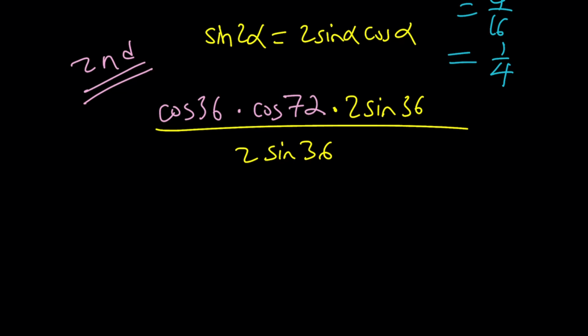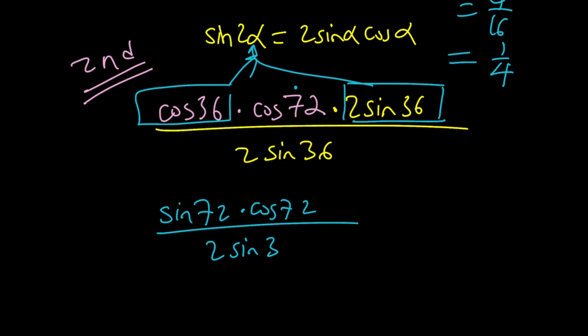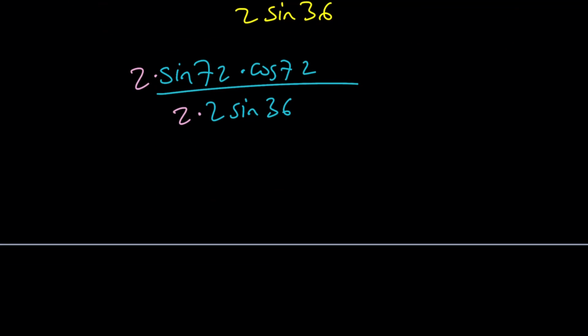And now notice that these two will make up sine 2 alpha. You know what I'm talking about? Sine of 72. And then this one is going to give us cosine of 72 divided by 2 sine 36. We'll do another magic touch. Multiply by 2 and multiply by 2. And notice that the numerator again is sine 2 alpha, which is sine 144 divided by 4 times sine 36.